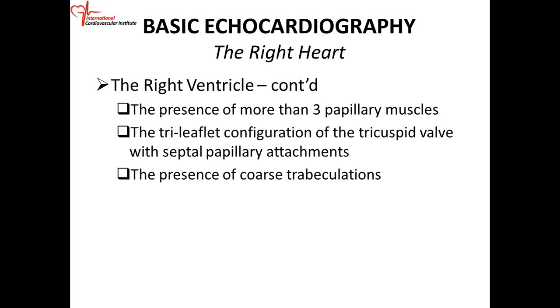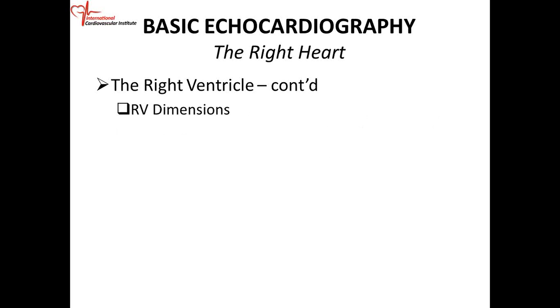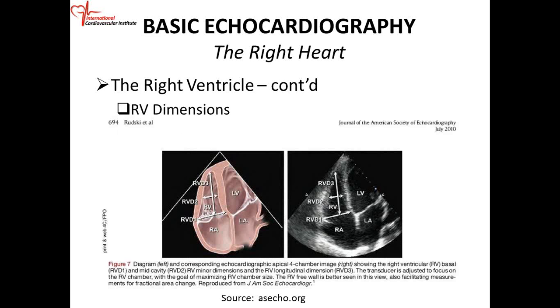And the presence of coarse trabeculation. So the right side has these coarse trabeculations. You should try and look for these things when you're doing the study to identify the left and the right side. It's very important when we're doing congenitals because, as I said, the heart doesn't come labeled. So in someone who has congenital heart disease, you have to decide, is this the right side, is this the left side, and then you can figure out what's going on and make the diagnosis of the congenital abnormality.